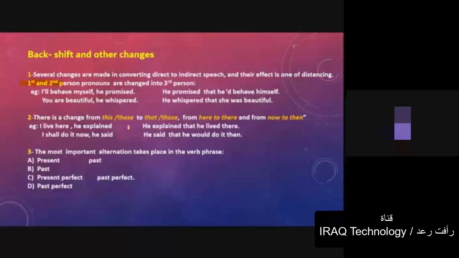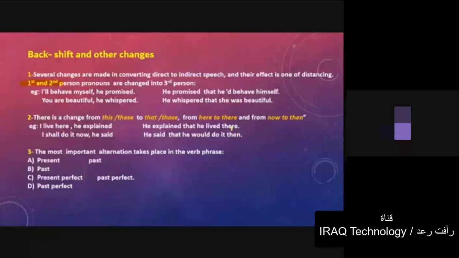The changes that we have to apply in changing direct into indirect speech: this, these, that, those; here to there; now to then. I live here, he explained. He explained that he lived there. Notice the first change: I changed into he, live into lived, here into there.